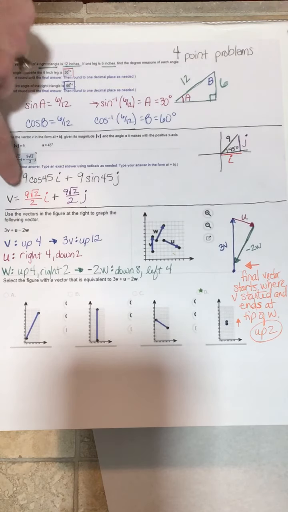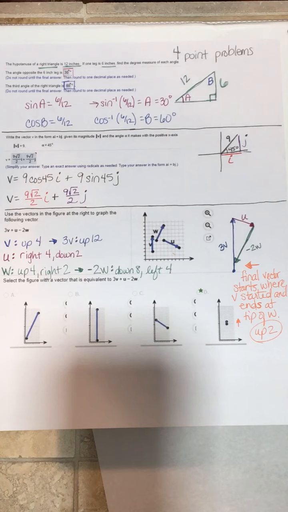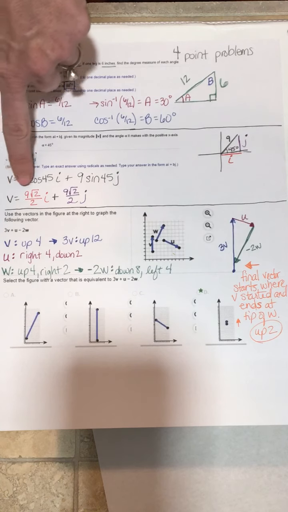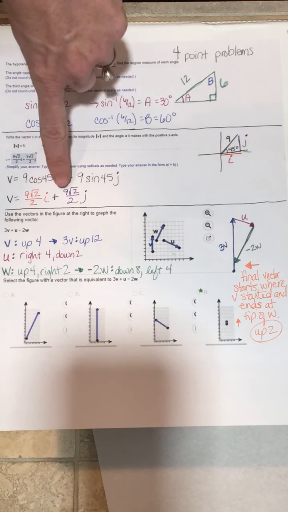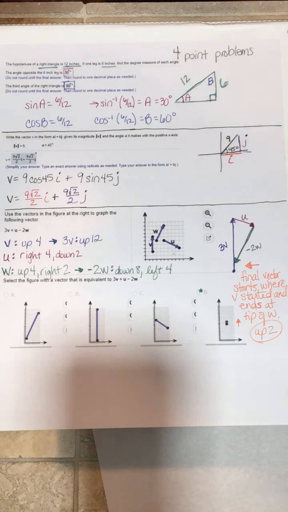They probably would have been fine if you left this as 1 over the square root of 2 and did not rationalize your denominator. But if you leave it like this, you're safer. So I just put it this way. So your vector in i and j form is 9 square root of 2 over 2 i plus 9 square root of 2 over 2 j.